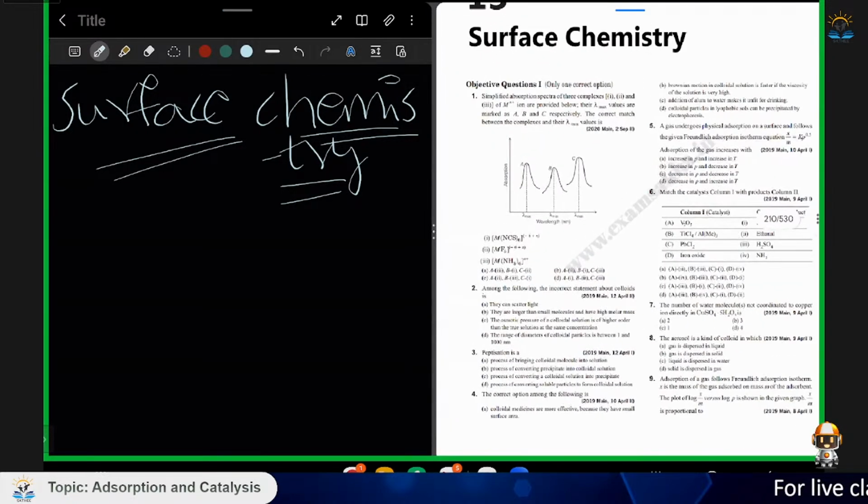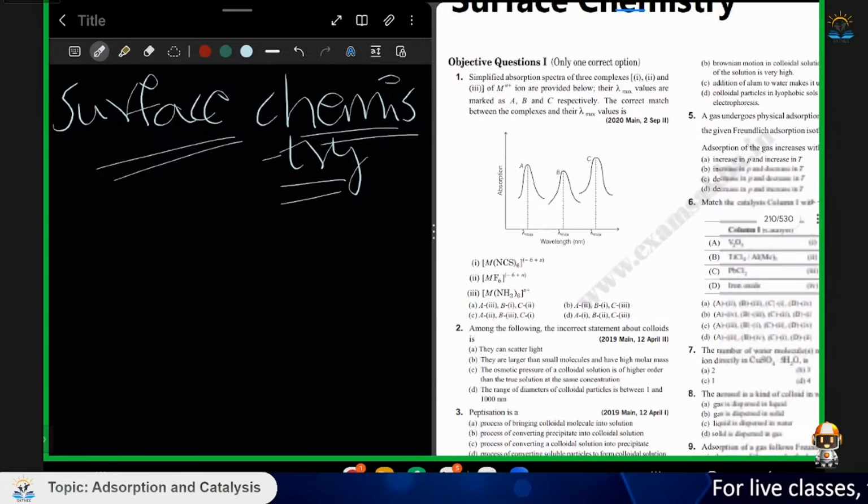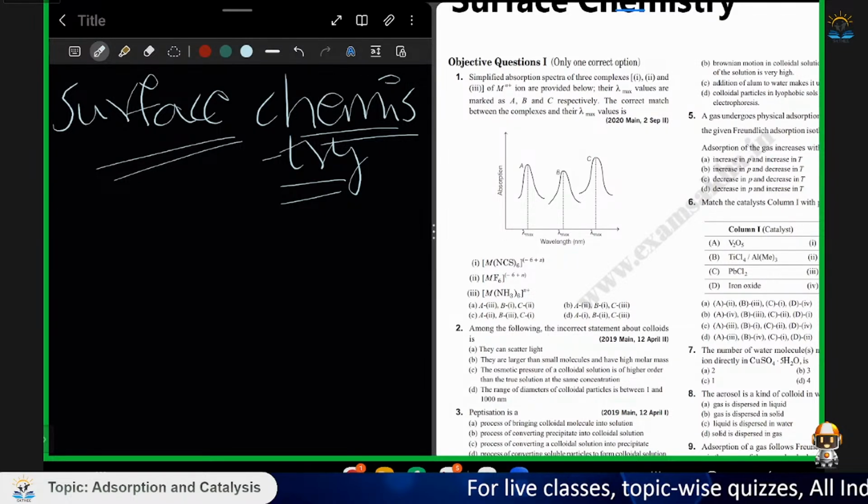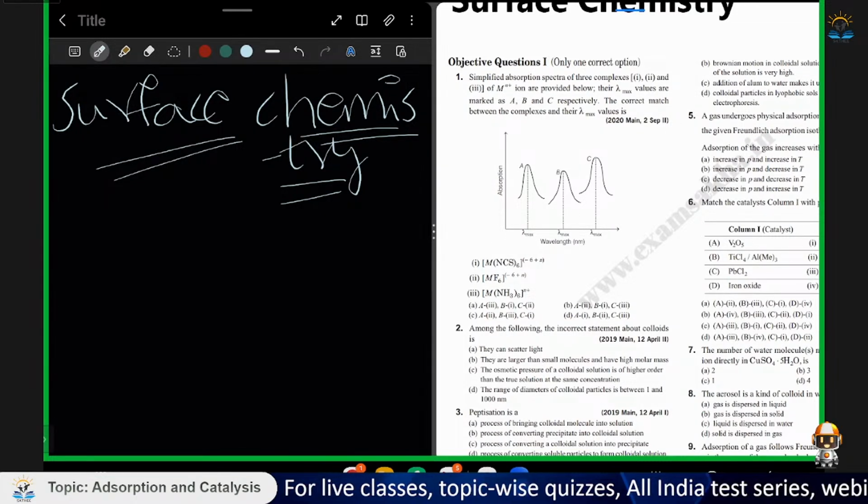Hope it's visible. So, simplified absorption spectra of three complexes of Mn plus ion are provided below. Their lambda max values are marked A, B, C respectively. The correct match between the complexes and their lambda max values is.